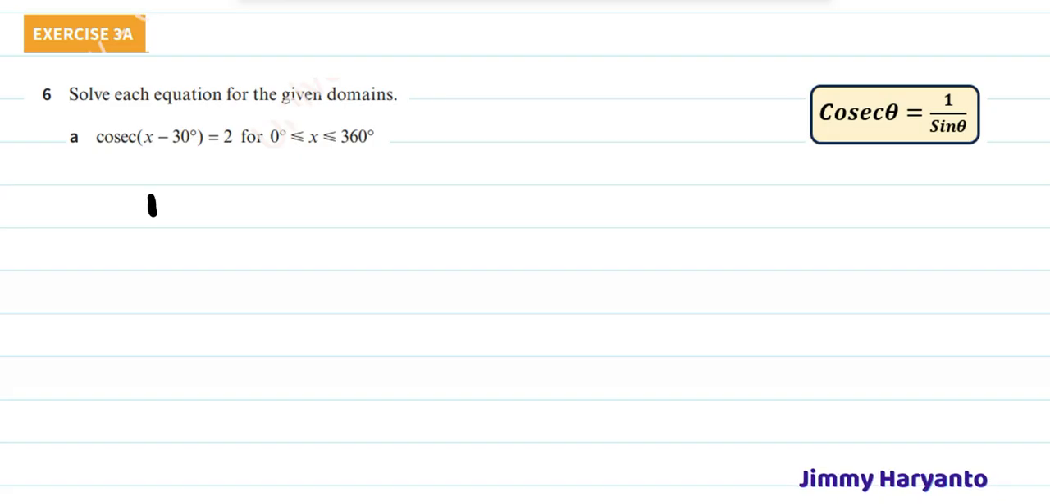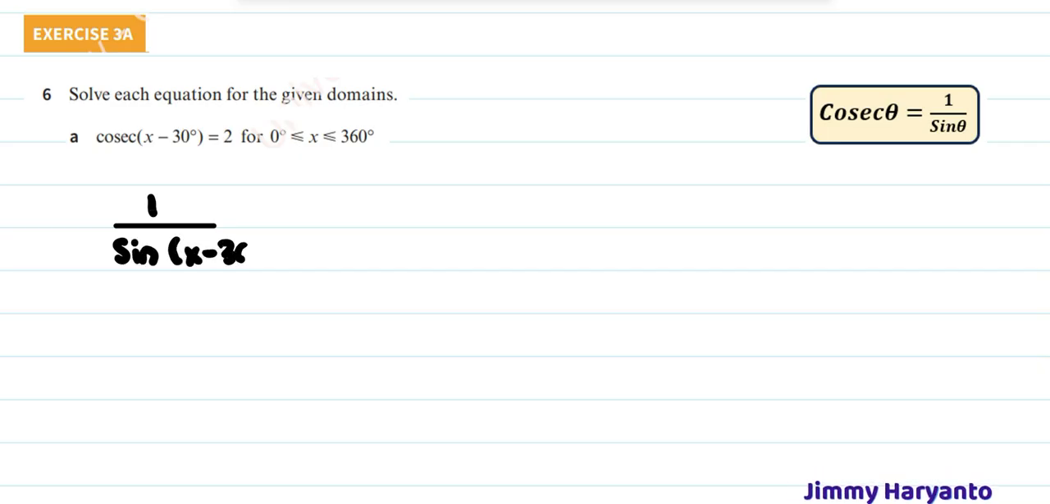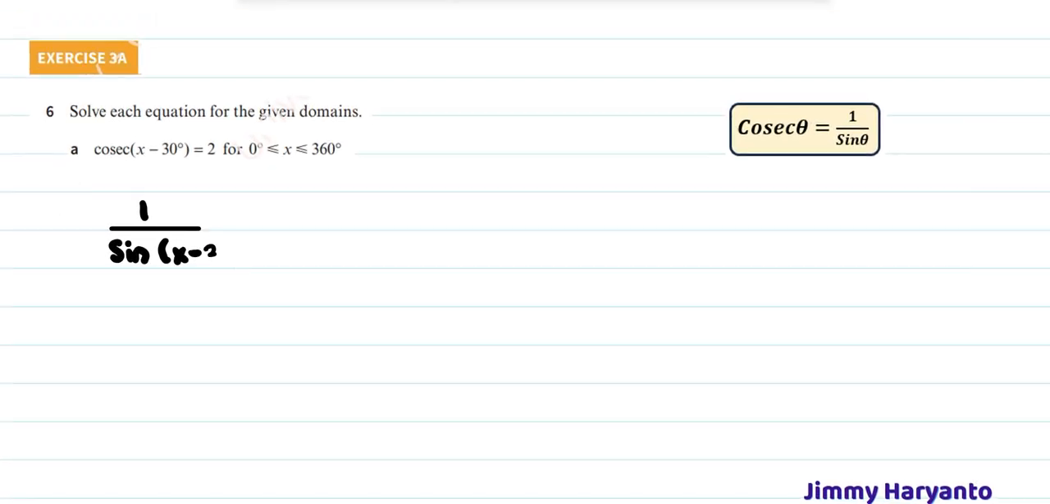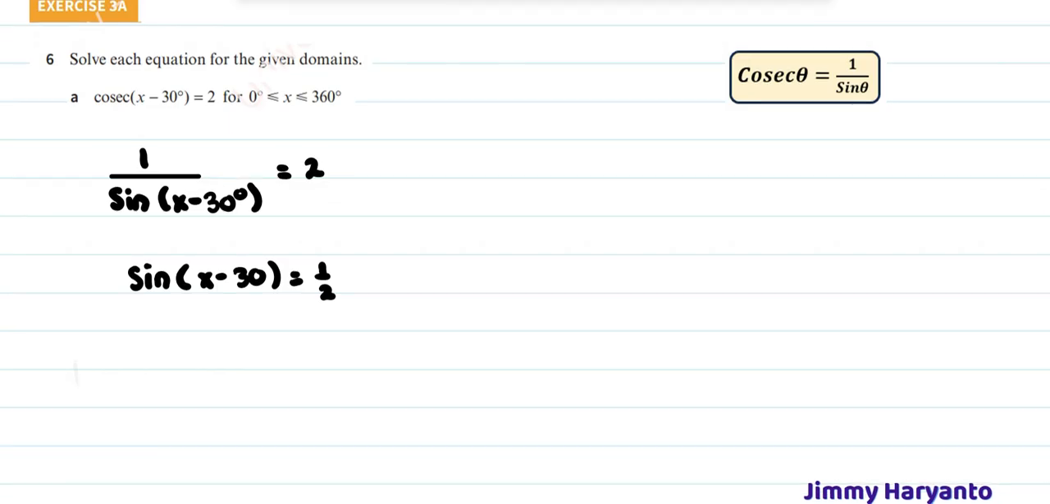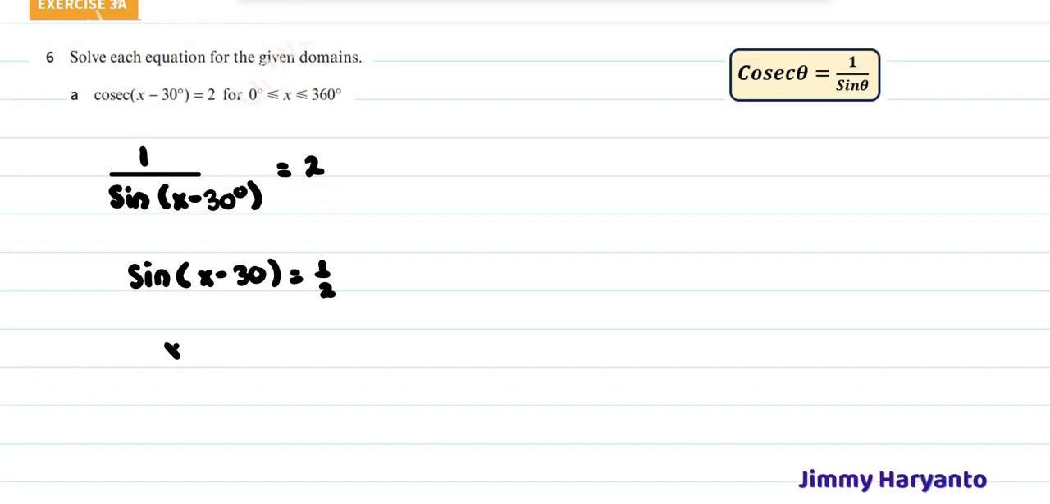So first I will change the cosecant into 1 over sine. So I will have 1 over sine of (x minus 30 degrees) equals 2. Wait, let me zoom out. And then after this I will flip the fractions, so I will have sine of (x minus 30) equals 1 over 2.